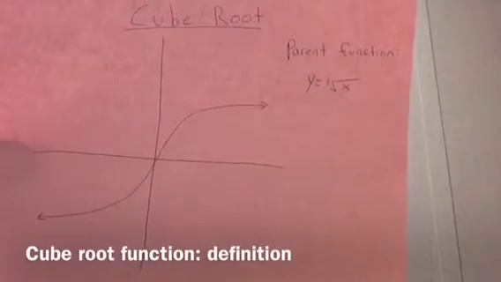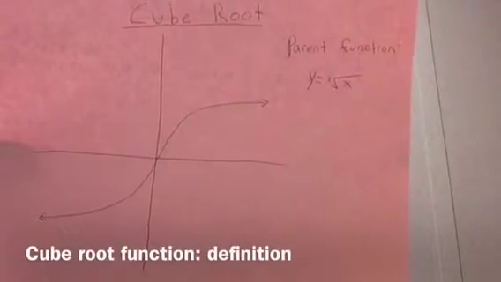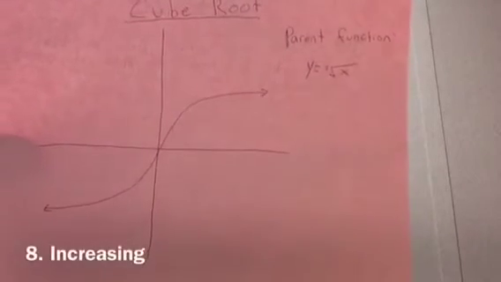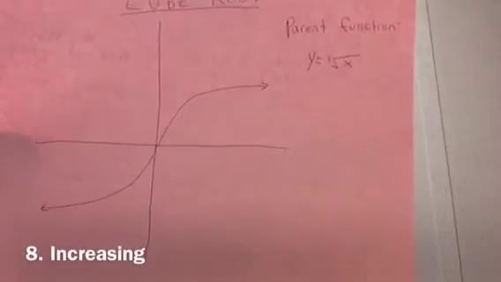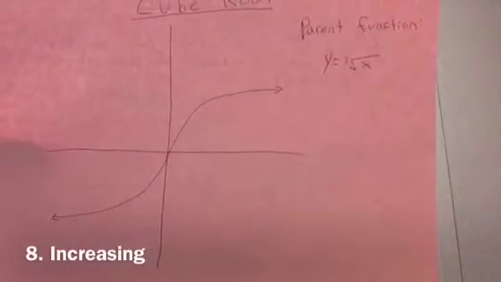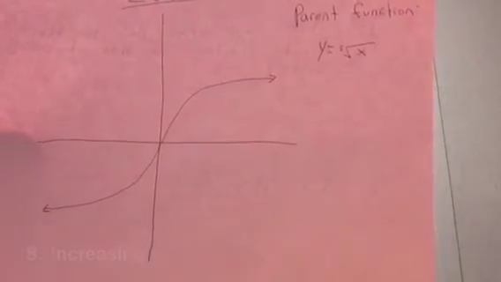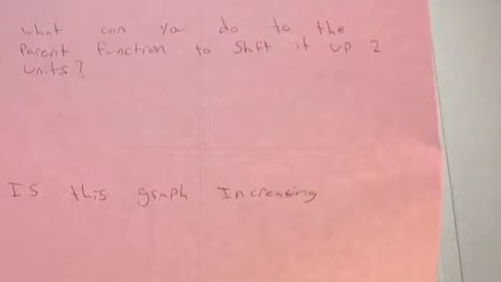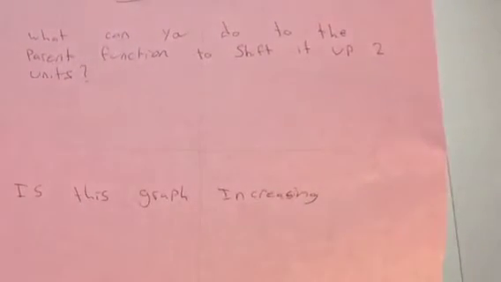Cube root functions are when the x of the equation is cube rooted. Another ingredient we can take from this is increasing. Increasing is exactly what it sounds like. It is when graph values are going up. What can you do to the parent function to shift it up 2 units? The answer is add 2 to the outside of the equation.